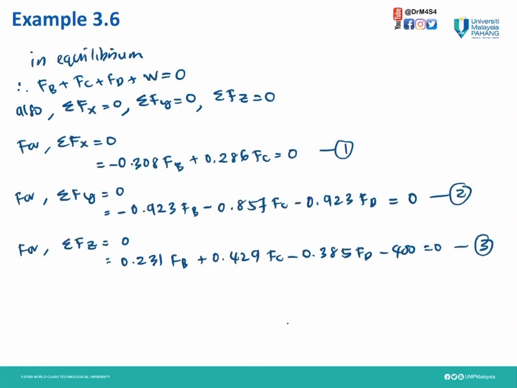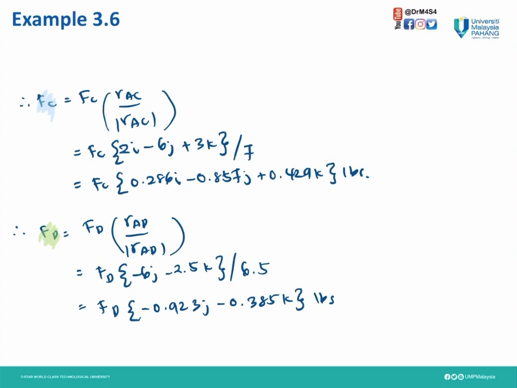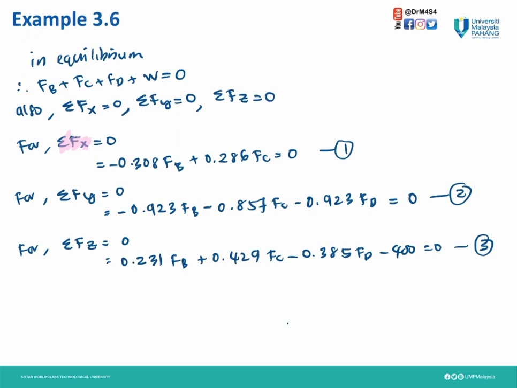Then, what is our summation of Fx? Summation of Fx, refer back to our unit vectors. So here, from FB, negative 0.38, also 0.286. So that makes our Fx. So this is equation 1.